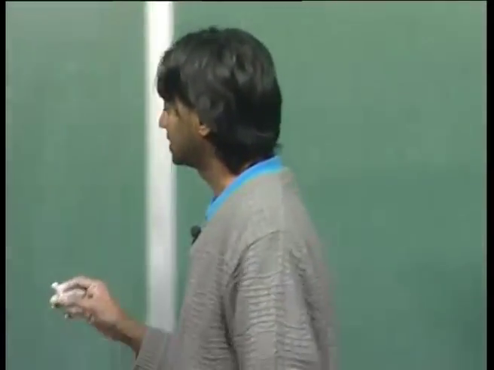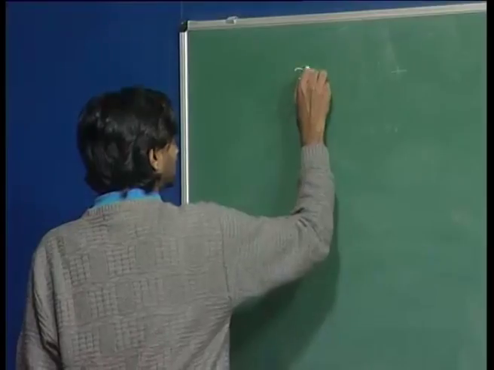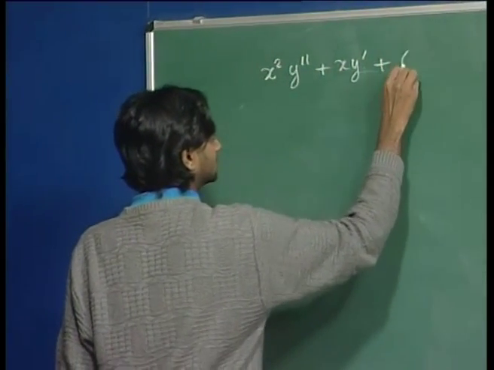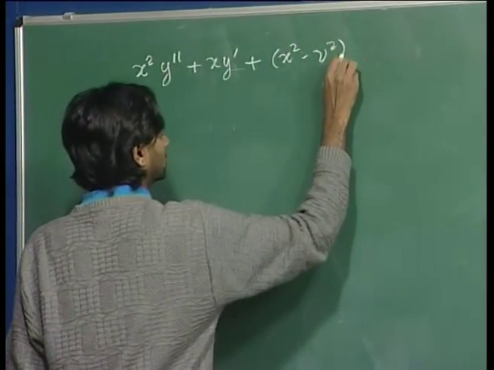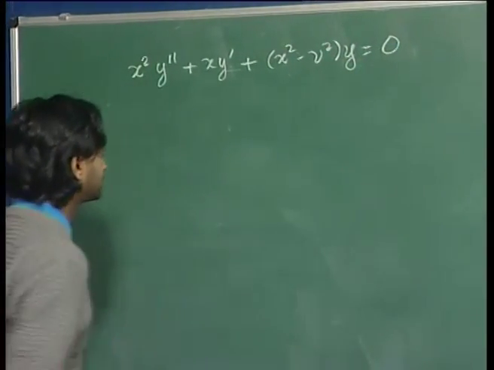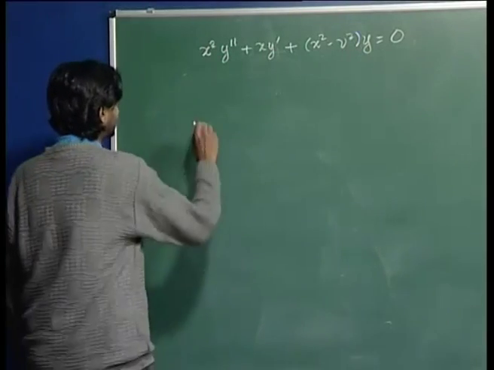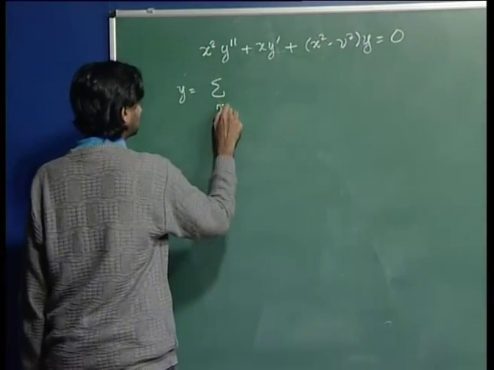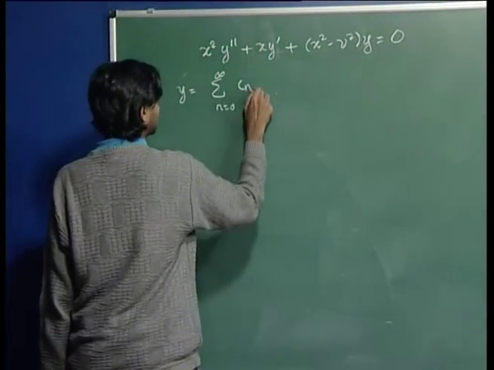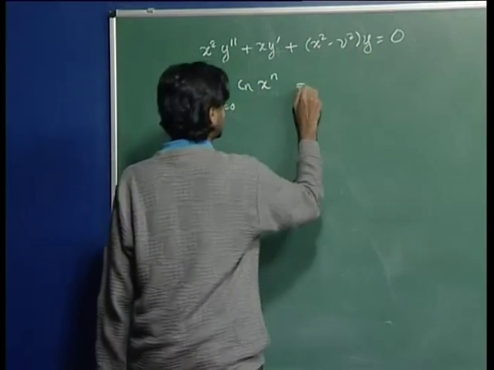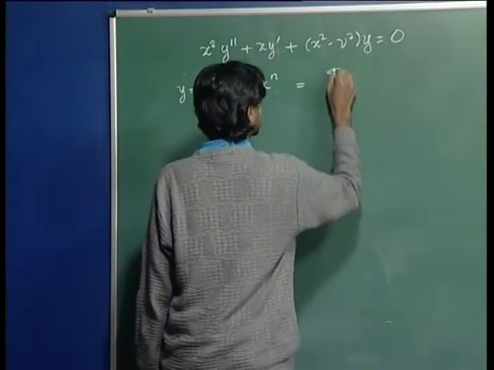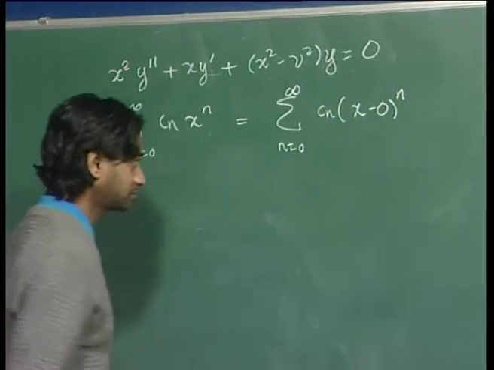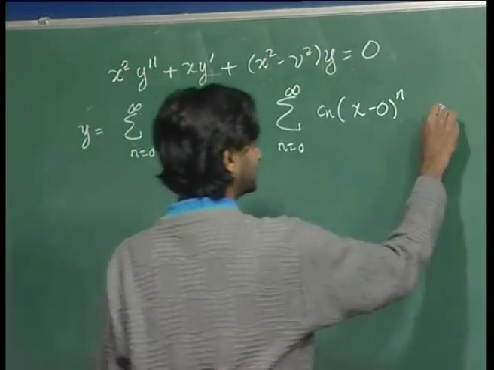Let's go back to the differential equation that we had. Let's consider the case where you had x squared y double prime plus x y prime plus (x squared minus mu squared) y equal to 0. Now we said that we wanted to try y equal to the sum over n equal to 0 to infinity of C n x raised to n. This is the same as the sum of C n (x minus 0) raised to n. And this method failed.